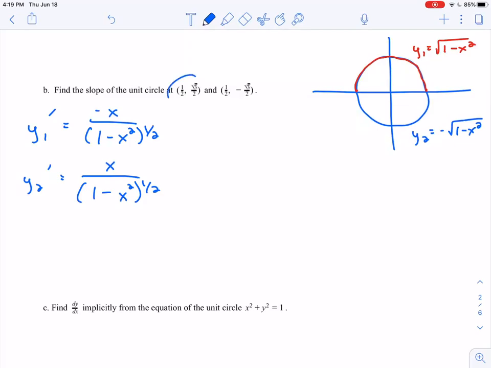What I'm going to do is look at each one of these points. Let's start with (1/2, √3/2). I'm going to think about where that point lives on the unit circle. I don't need to be too precise, but I notice this is a positive number and this is a positive number, so it must be in the first quadrant. Let's say probably right here, give or take. If I wanted to sketch in the tangent line, I would see something like this.